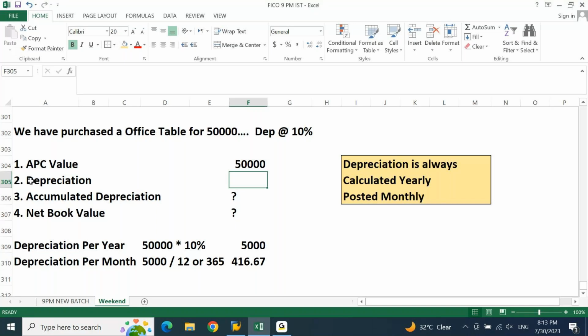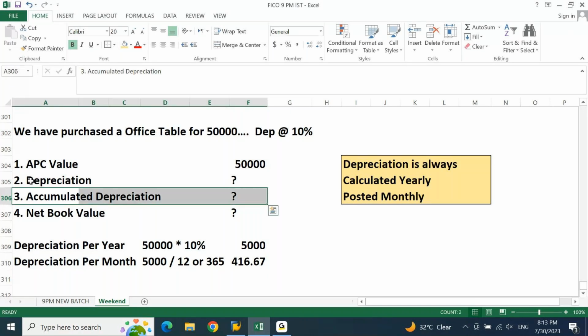Now this is still a question mark, because my intention is to find out accumulated depreciation. My intention is also to find out net book value. When I want to find out the net book value, I need to find out the net book value on a particular date. Am I correct?